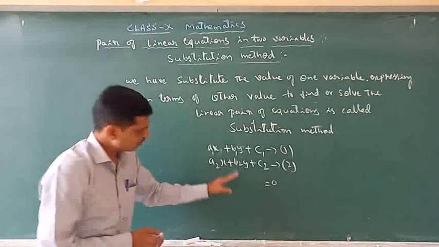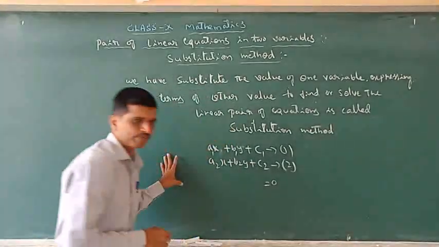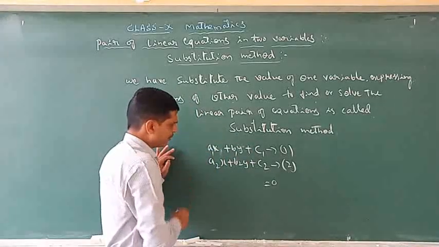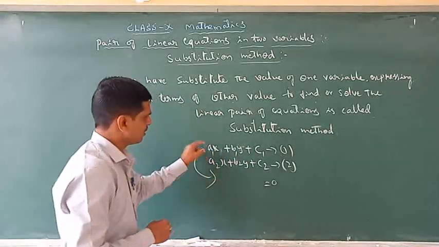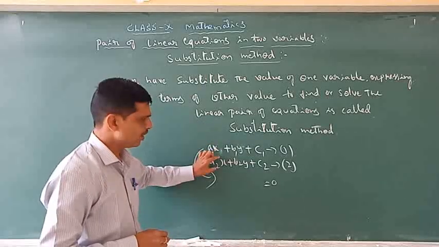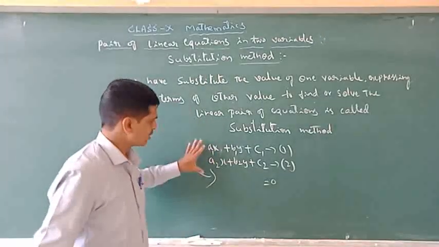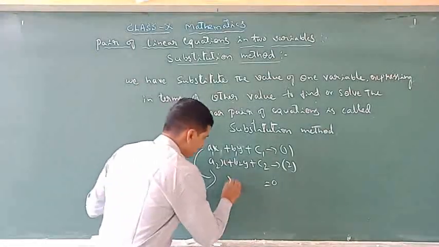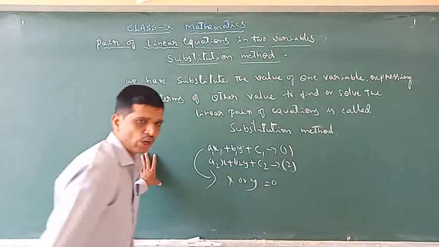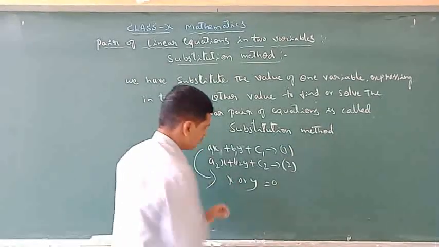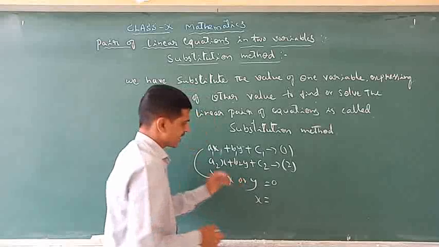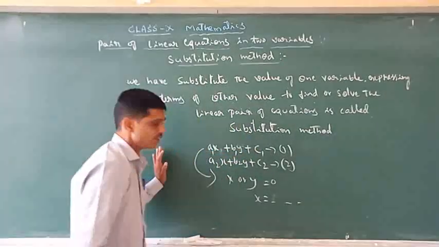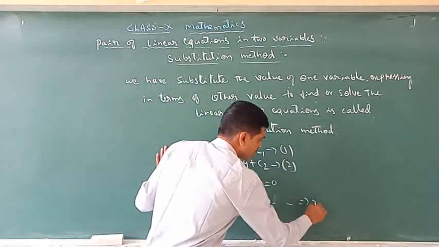Both equations are equal to 0. From that we can find any one value. Choose any one of the equations, either 1 or 2, as per convenience. So in the first step we find the value of any one variable, either x or y. Consider x first. So the x value comes like this. Call it equation number 3.